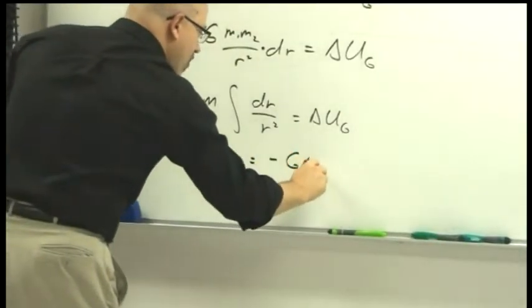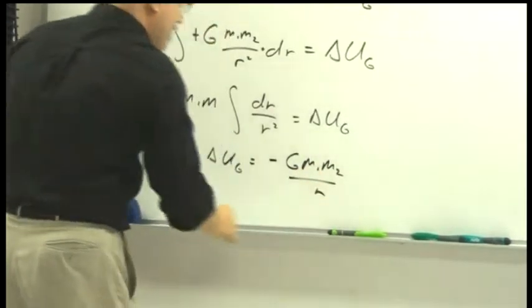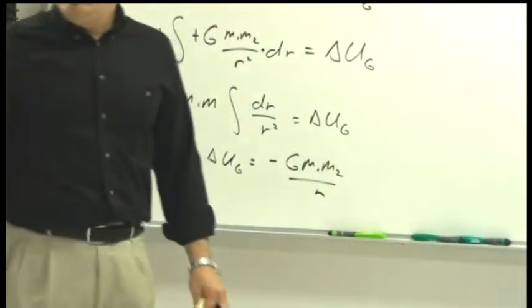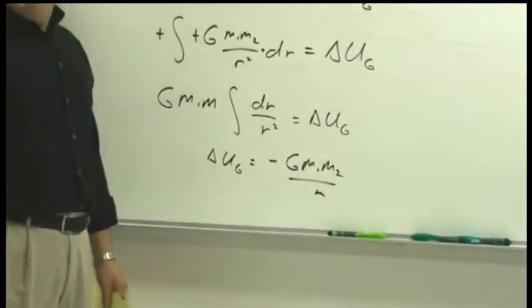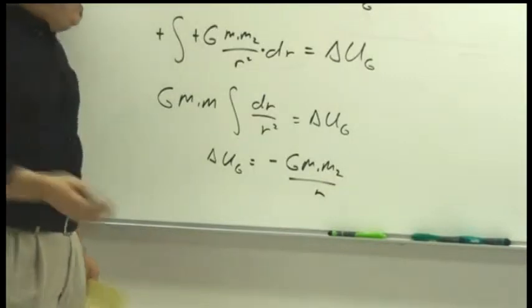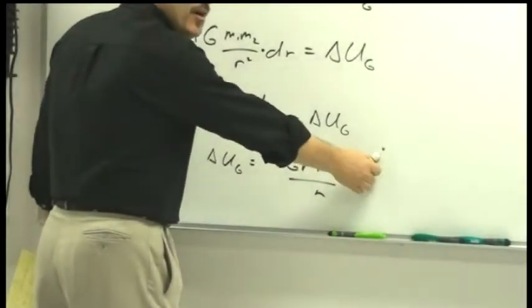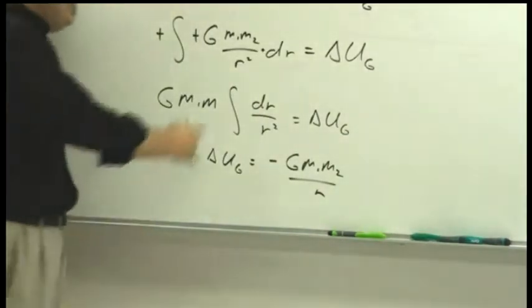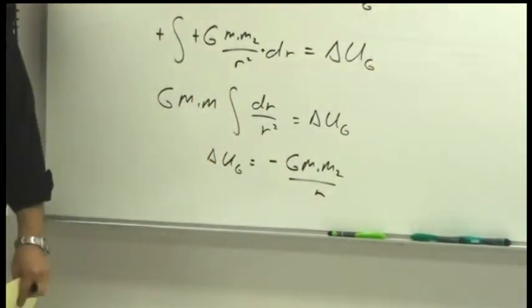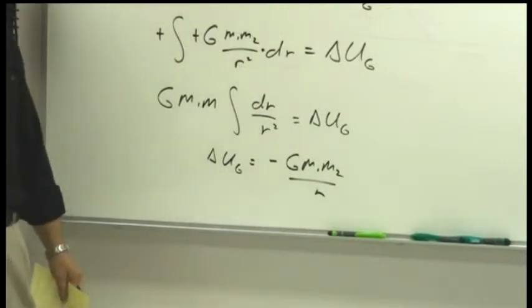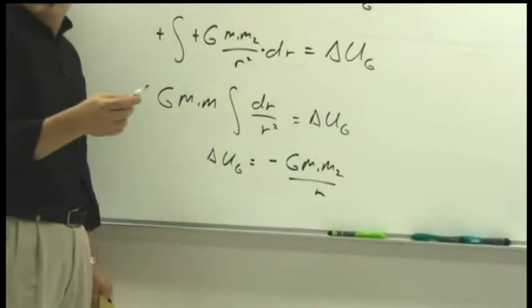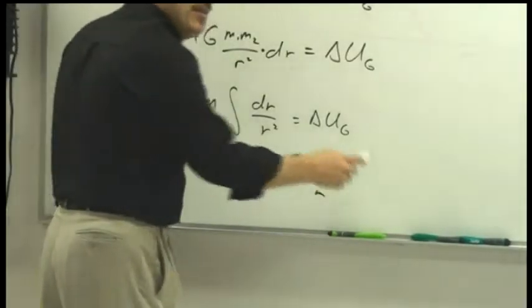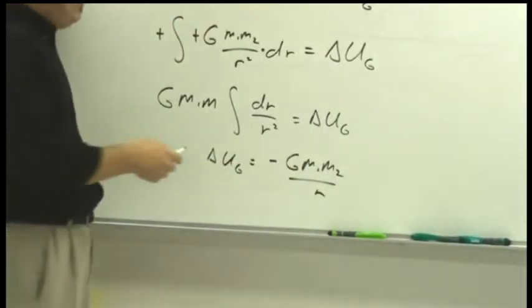Negative G m1 m2 over r. Now, technically, we have to take a couple of things into account. There are a couple of ways we can discuss this, but we neglected our constant, right? Or we have to do this as a definite integral, one of the two. My engineering background tells me to do it as a definite integral. Your math background may tell you to do it as a constant plus c and then figure out what the constant is. It doesn't matter.